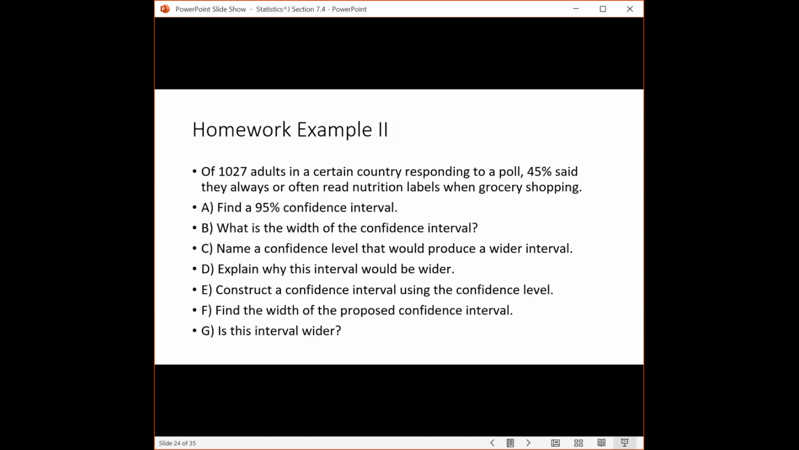Okay, another homework example. Of 1,027 adults in a certain country responding to a poll, 45% said they always or often read nutrition labels when grocery shopping. So it wants us to do a bunch of stuff. Find a 95% confidence interval, find the width of that confidence interval, name a confidence level that would provide a wider interval, explain why this interval would be wider, construct that confidence interval, find the width of that confidence interval, and then show that the interval is actually wider.